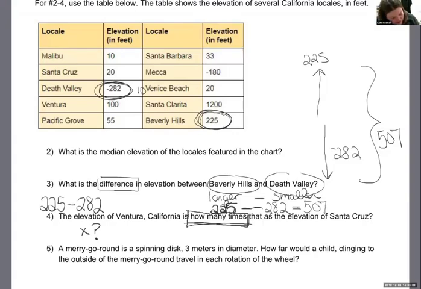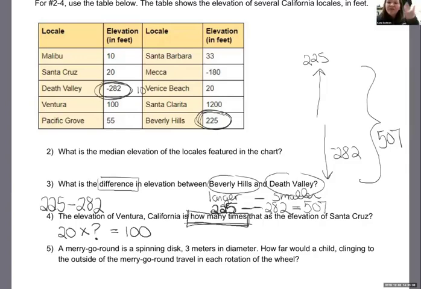So they're saying if I start with Santa Cruz, 20, how many times would I have to times that by to get to Ventura, which is 100? 5. Absolutely. And so if I ask myself 20 times what? Yeah, some of us can do that math in our head. Now, what are we supposed to do if we can't do that math in our head?